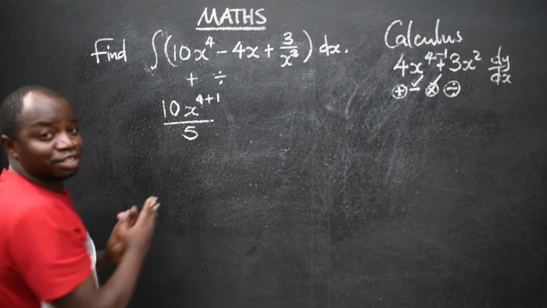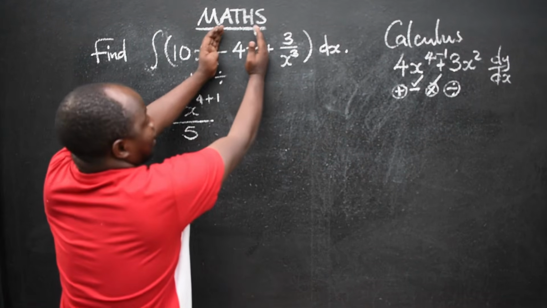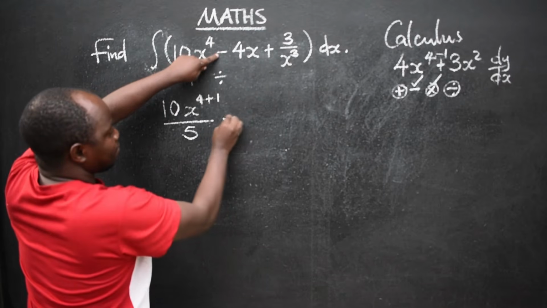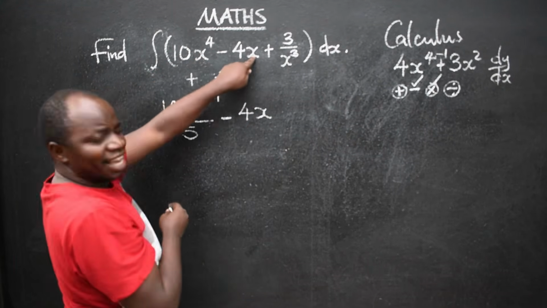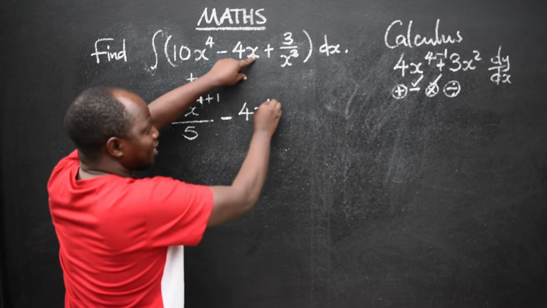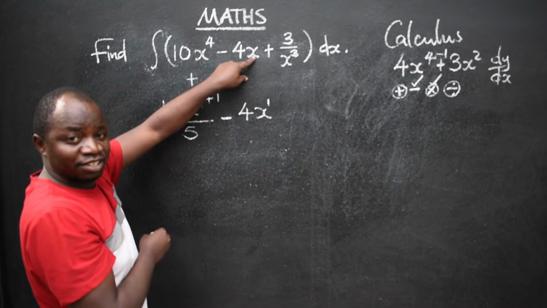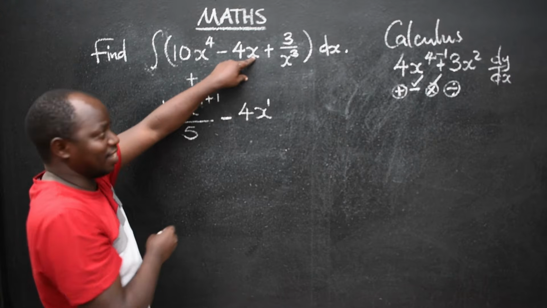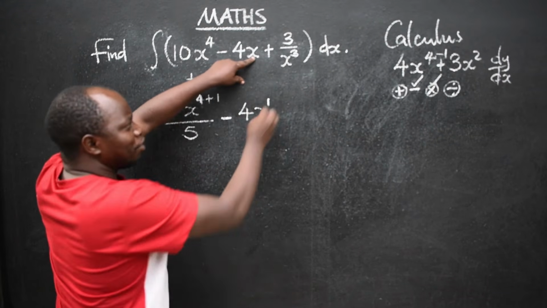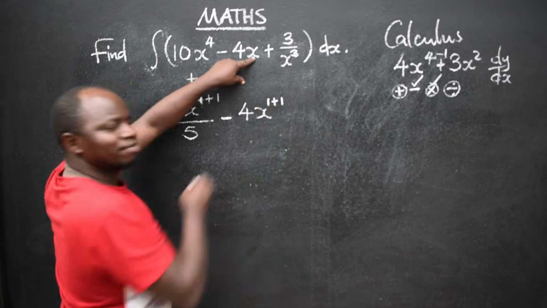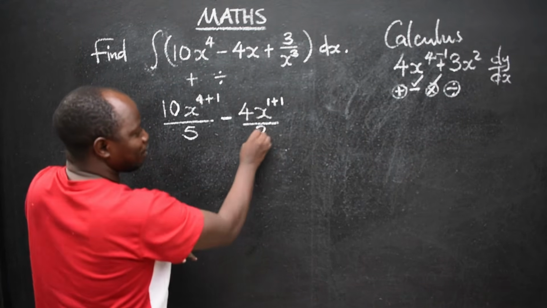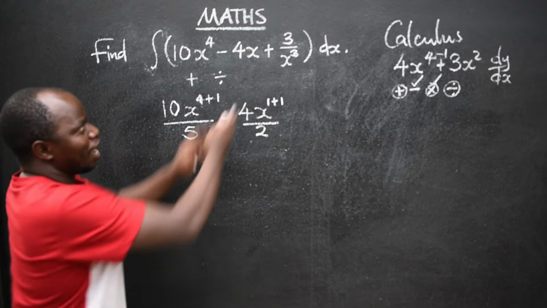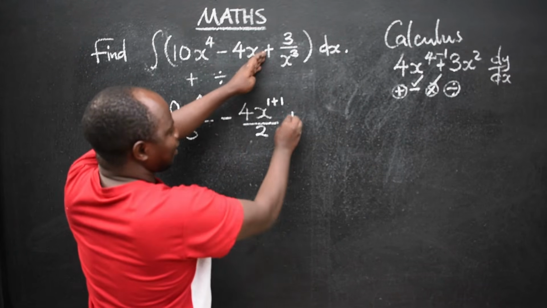We'll simplify it later. You go to the next part. Minus 4x. This x you are seeing here has a 1, according to the laws of indices. So we're going to add 1, then divide by the result. 1 plus 1 is 2. I'm done. I'll go to the next part.